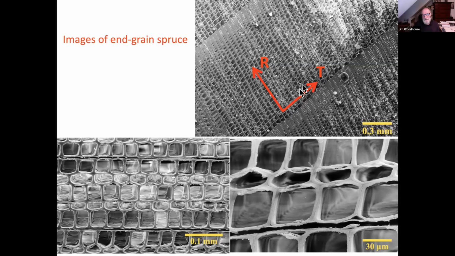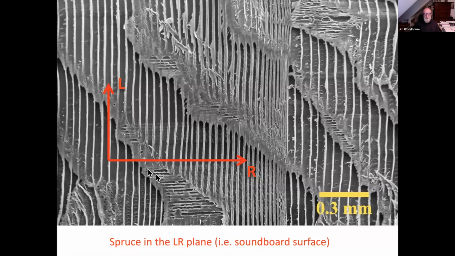And this is the tangential direction. And these are just some more pretty pictures. These are long tubes. You can peer into this empty space. Here's a different view. This is the view you'd see on the surface of a soundboard. This is the longitudinal radial plane, more or less.